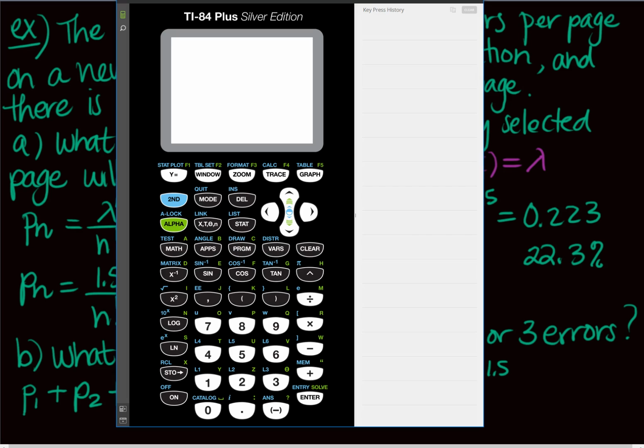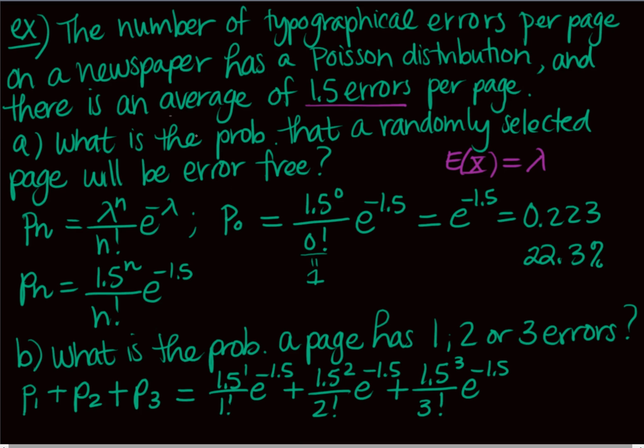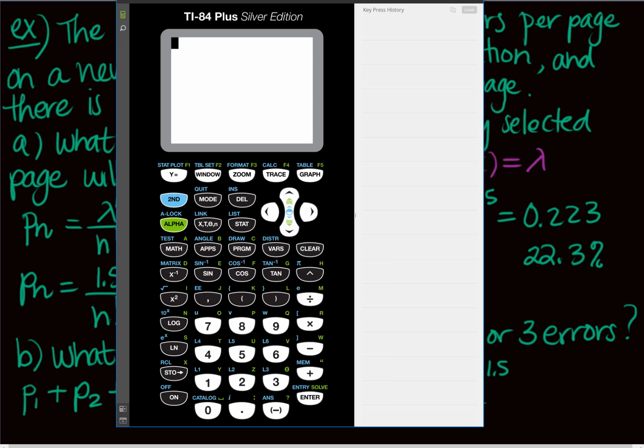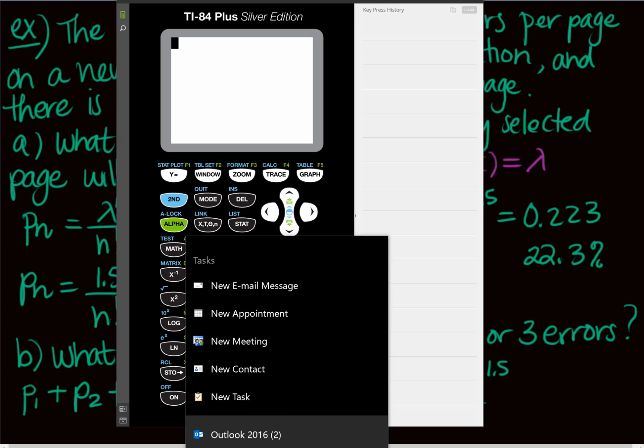I want to show you really quick on the calculator how I would do this. So if I go back to here, notice what all of these have in common is this e to the negative 1.5.